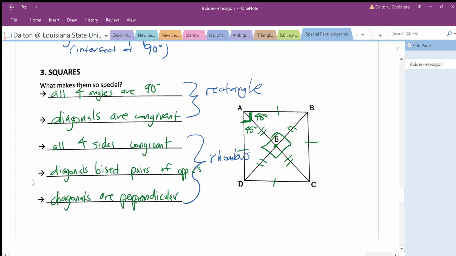So if a rectangle and a rhombus had a baby, they would name him square. Because a square has all the properties of rectangles and rhombi. Kind of neat, right?